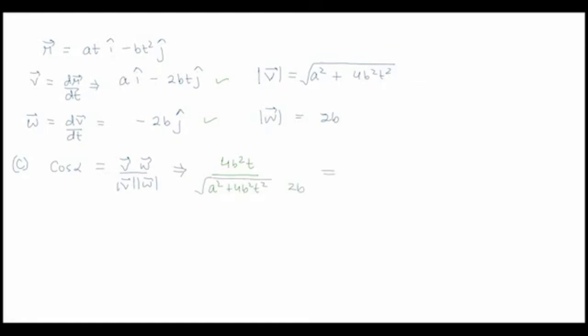So we obtain 2bt upon root over a² plus 4b²t², and from here I can write that alpha is equal to cos inverse of this quantity, that is, 2bt upon root over a² plus 4b²t². So this is the angle alpha which we were talking about.